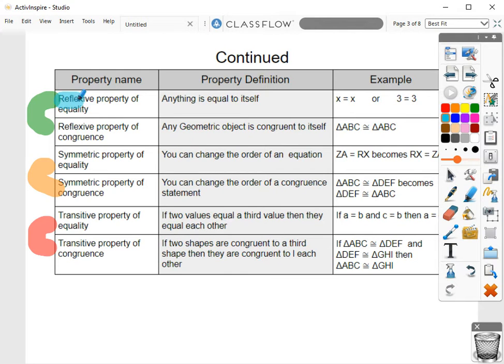Like, for example, the reflexive property just says anything is equal to itself. X could be equal to X. 3 could be equal to 3. A triangle ABC could be equal to triangle ABC. Hang on, that's congruent because we're comparing shapes. That means it's the same size on both shapes.